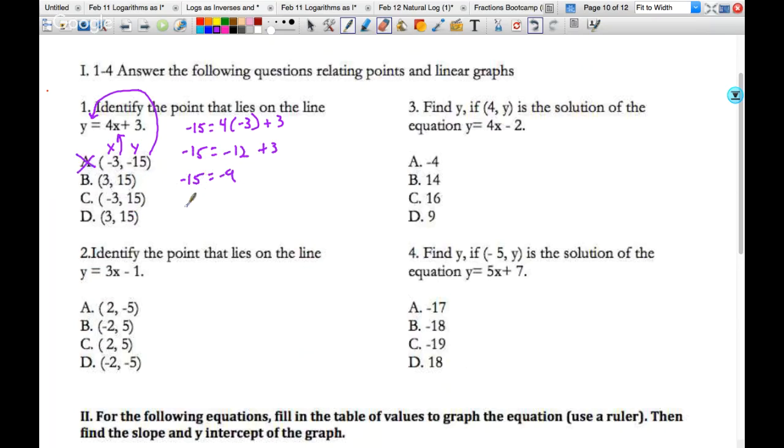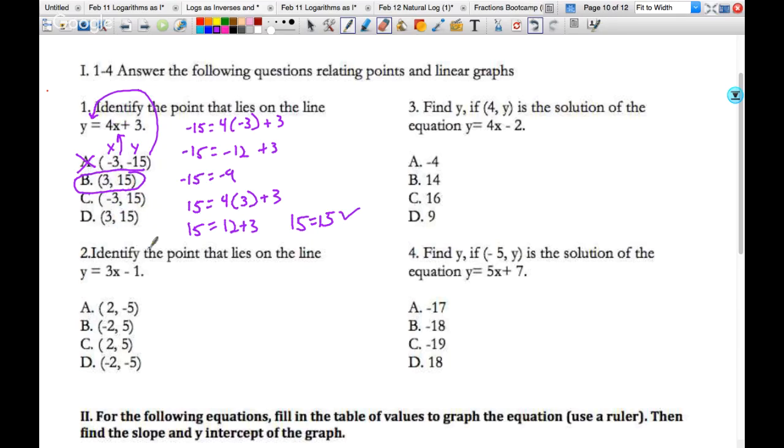Let's try it again with B. 15 equals 4 times 3 plus 3. 15 equals 4 times 3 is 12 plus 3. 15 equals 15. There, it did work, so it's got to be B. Then we can check these other ones just out loud. 4 times negative 3 is negative 12 plus 3. Nope, that's not going to be 15.